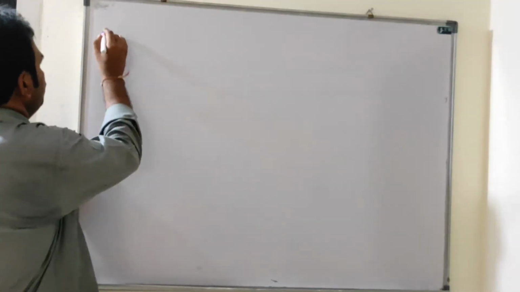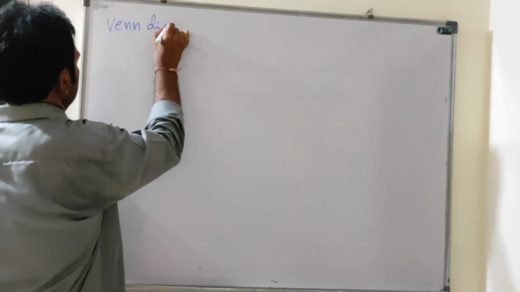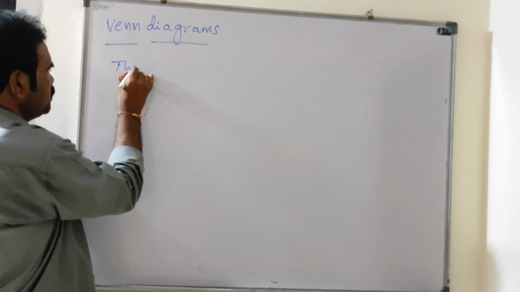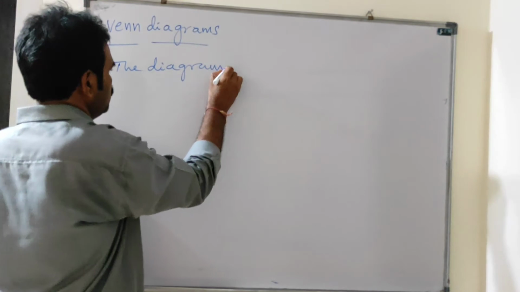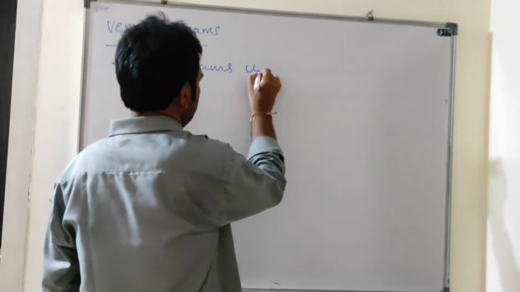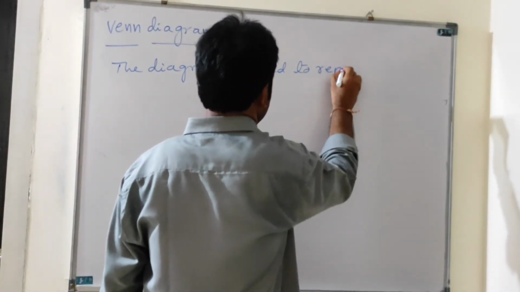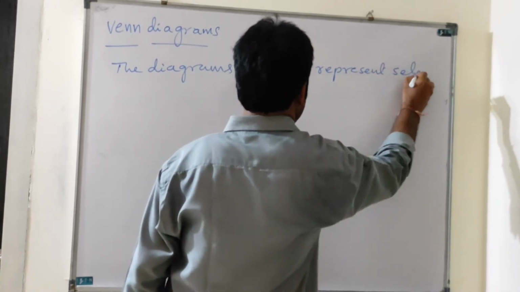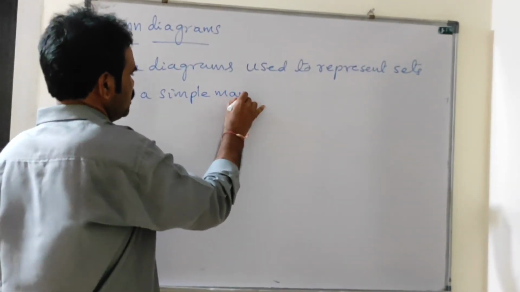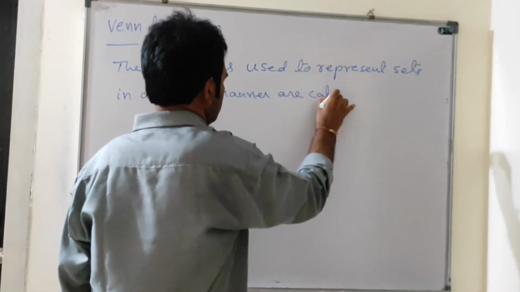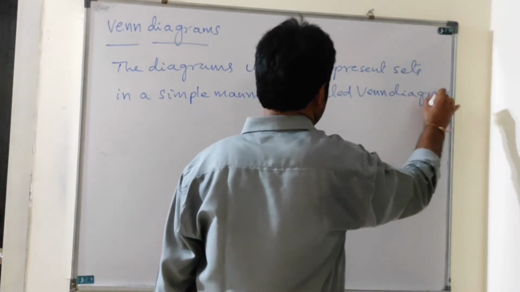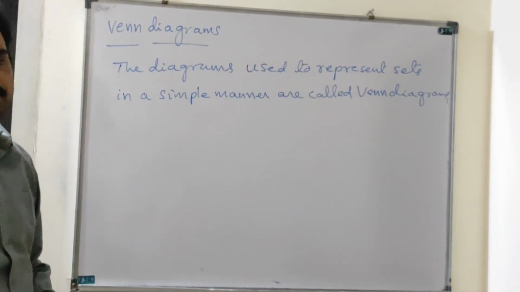Next definition, Venn diagrams. The diagrams used to represent sets in a simple manner are called Venn diagrams. Venn diagrams may be used to denote the relationship between two or more sets.